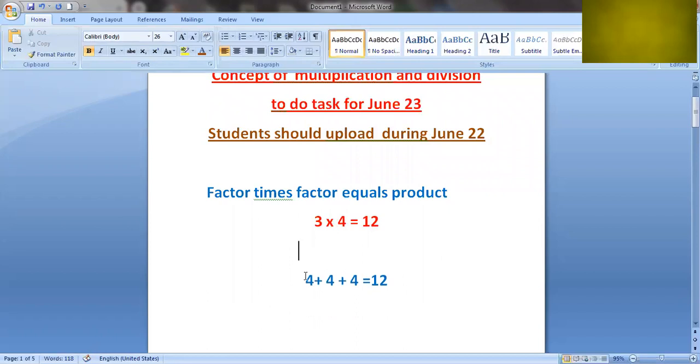Multiplication is repeated addition. So this number means how many times we are going to add the 4. The 4 is the number that we are adding 3 times. And when we add, the sum is 12. So one more time, 3 times 4, factor times factor equals product.